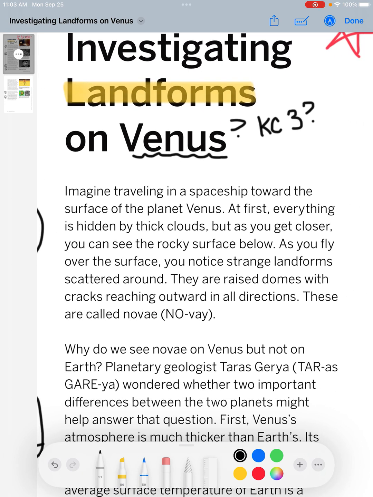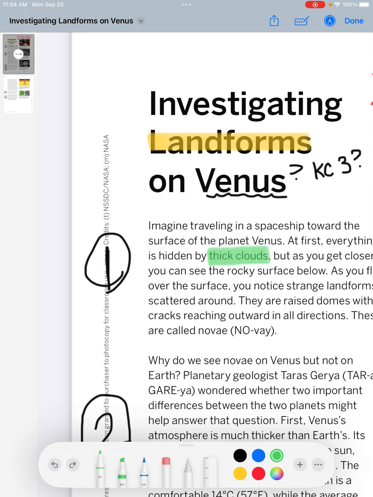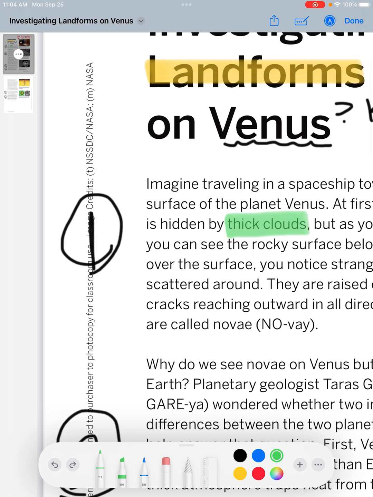It says, imagine traveling in a spaceship towards the surface of the planet Venus. At first, everything is hidden by thick clouds. Wait a second. Thick clouds. What is that talking about? Yeah, that's talking about our atmosphere. So I'm going to highlight that in green, and I'm going to say thick clouds, and then I'm going to use a green pen. Whoops. Undo that. How do I undo? I'll do that. And I'm going to say over here in my annotations, this is the atmosphere.